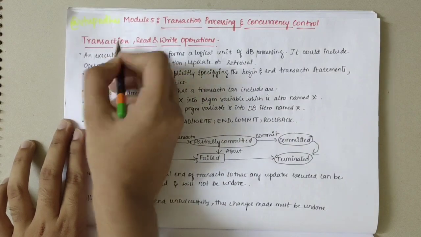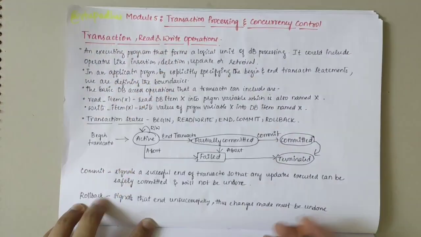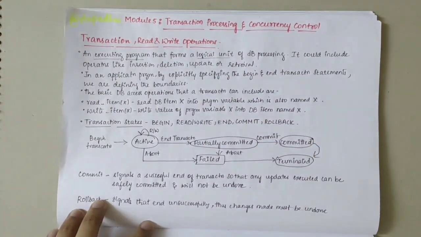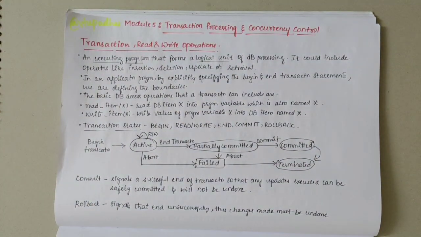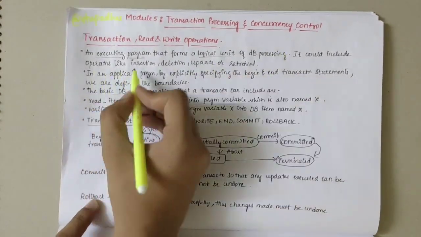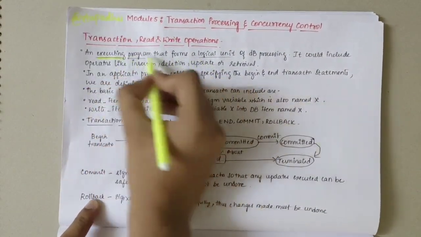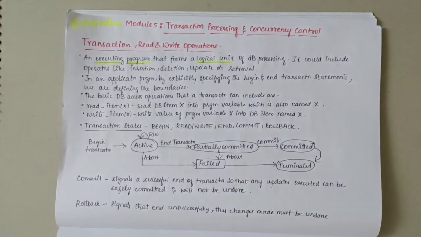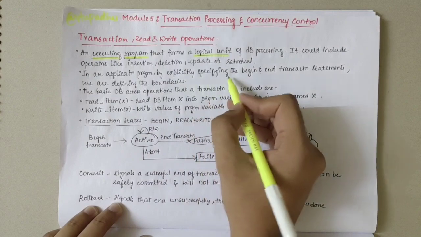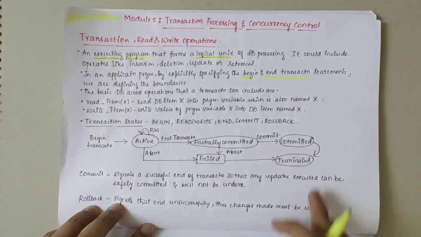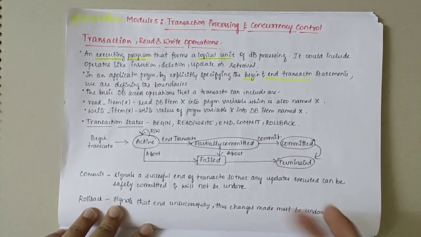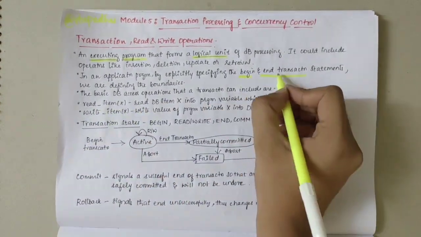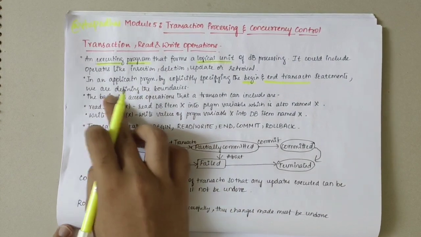First we have the definition of transaction and read-write operations. An executing program that forms a logical unit of database processing is termed a transaction. It could include any operation like insertion, deletion, updating a particular value or attribute, or retrieval of data. In an application program, by explicitly specifying the begin and the end of the transaction, we define the boundaries. We make use of two statements, to begin and to end the transaction, and they are used to define the boundaries.